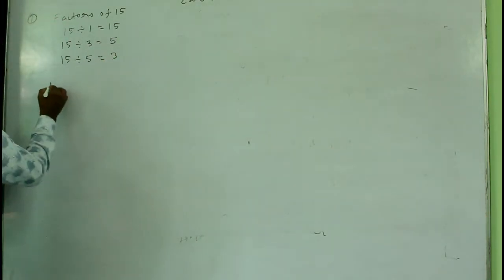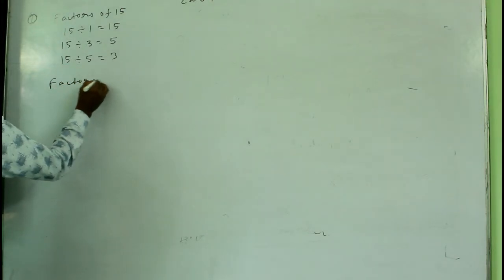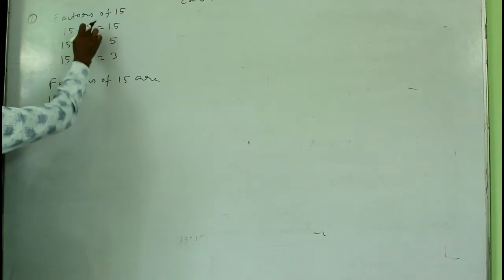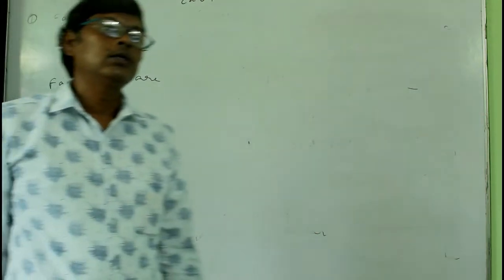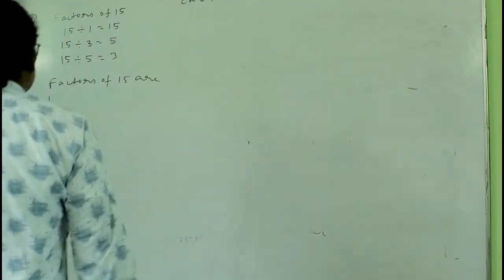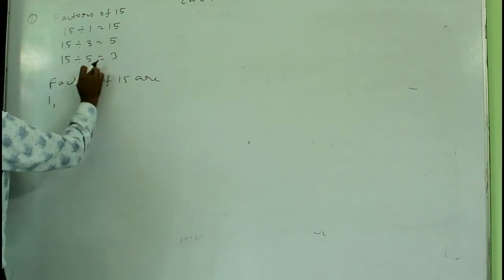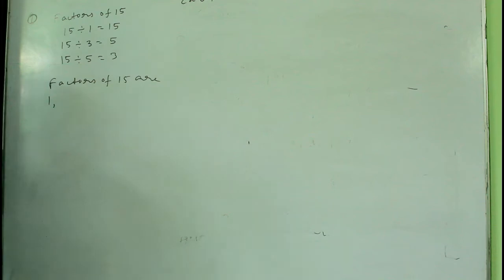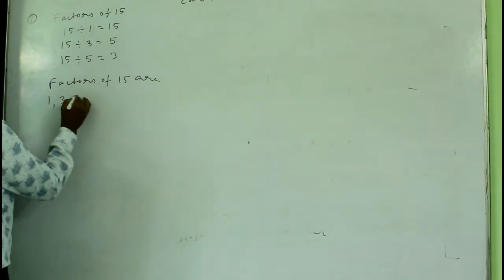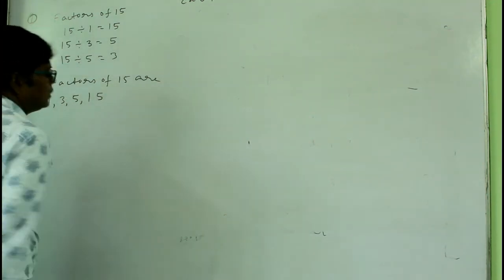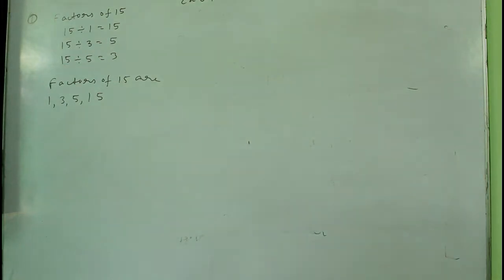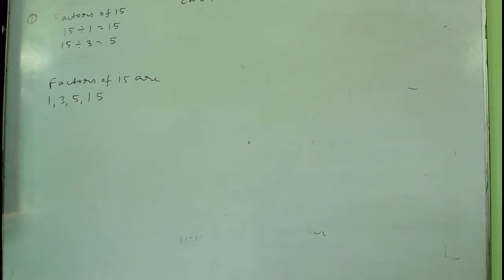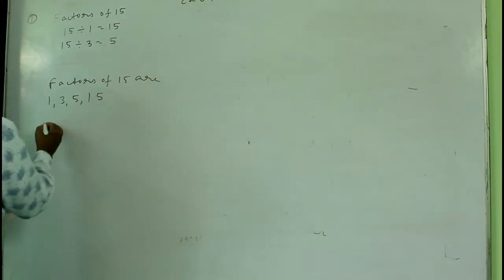So you write the factors of 15: all the divisors and all the quotients. So here 1, 3, 5, and actually 1, 3, 5, 15. So 1, 3, 5 and 15 are the factors of 15. There is no need to write this again.